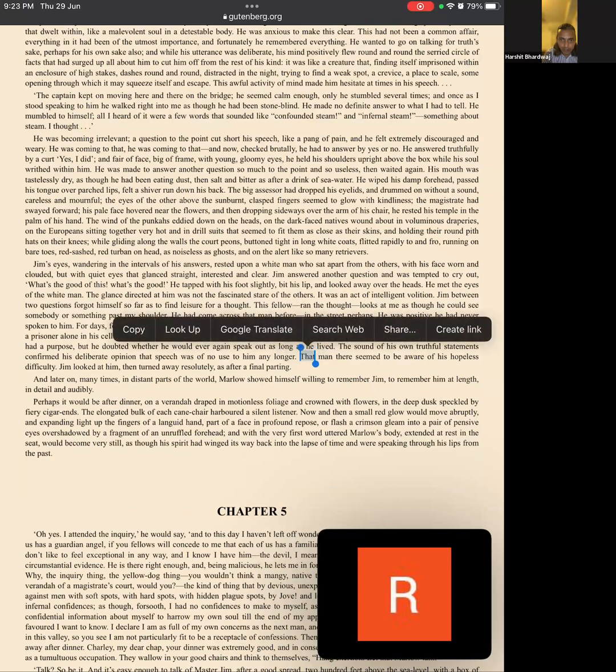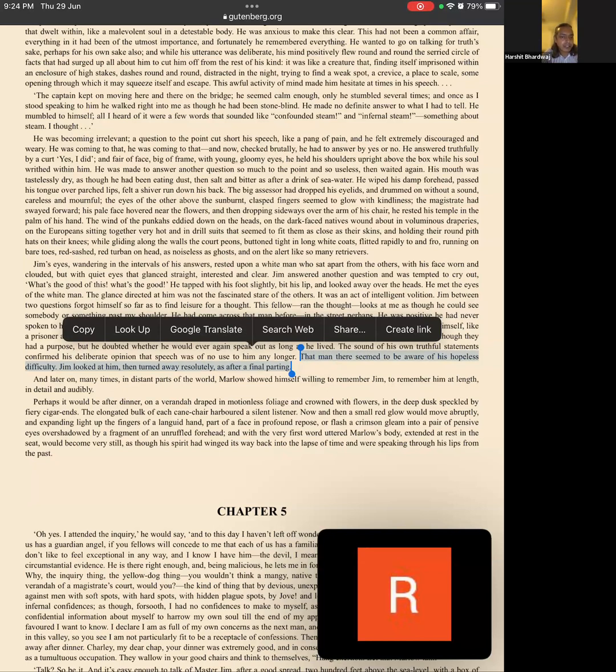He saw a man in the courtroom, the only man who, he felt, believed what he was going through. That man there seemed to be aware of his hopeless difficulty. Jim looked at him, then turned away resolutely as after a final parting. And later on, many times in distant parts of the world, Marlowe showed himself willing to remember Jim, to remember him at length, in detail and audibly.